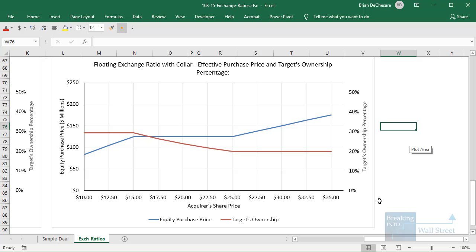That's about it for this tutorial. I hope you've learned something about deal structuring and how exchange ratios, fixed and floating, work in real life, as well as how this structure works when you have a collar attached to these types of exchange ratios.